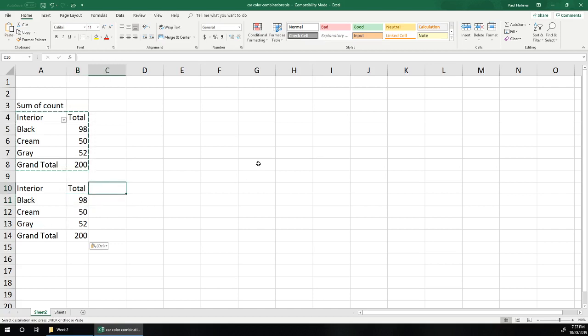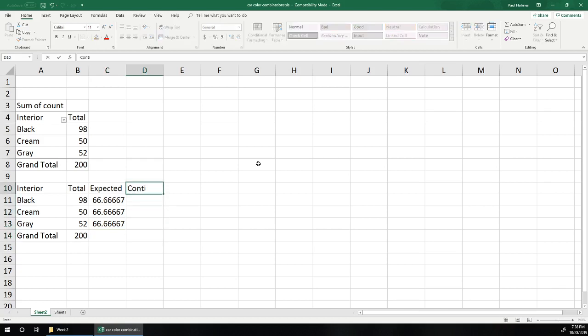Our null hypothesis is that the car interior colours are equally likely to be chosen. So if that's the case, then we would expect 200 divided by 3 of the cars to be chosen with a black interior, 200 divided by 3 to be chosen with a cream interior, and 200 divided by 3 to be chosen with a grey interior. So that gives us expected counts of 66 2/3 for each.